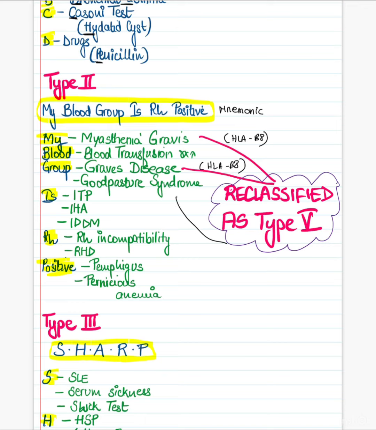Then Goodpasture disease. Do you guys know the mnemonic for Goodpasture? That is 1, 2, 3, 4, guys. Goodpasture is a type 1 RPGN. 2 means type 2 hypersensitivity. 3 and 4 mean antibodies against alpha 3 chain of type 4 collagen. RH means Rh incompatibility. I means immune thrombocytopenic purpura, immune hemolytic anemia, and insulin dependent diabetes mellitus. RH also means rheumatic heart disease and Rh incompatibility. Positive P means pemphigus and pernicious anemia, that is HLA-B5 positive.